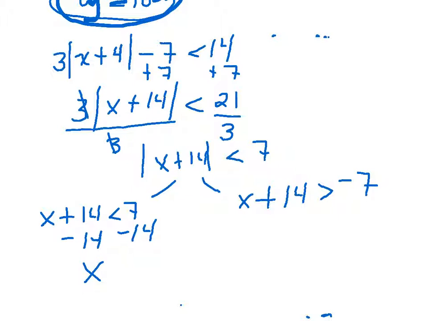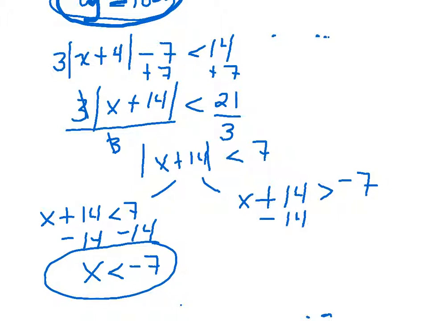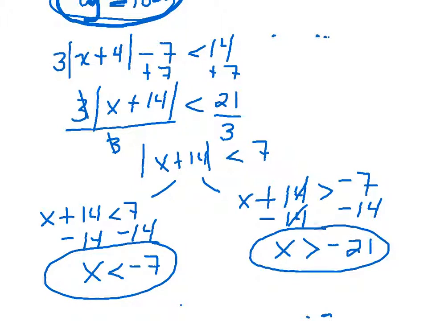So our first set of solutions is x is less than negative 7. And then the other one, let's subtract the 14, subtract the 14. X will be greater than negative 21. And there you go. Those are your 2 sets of solutions.